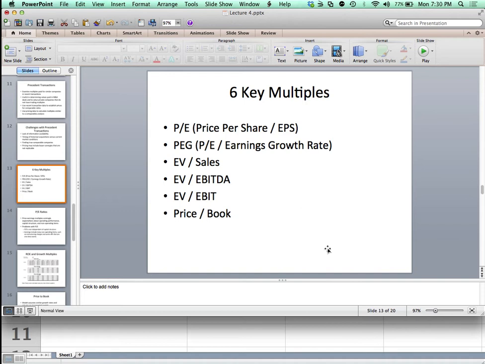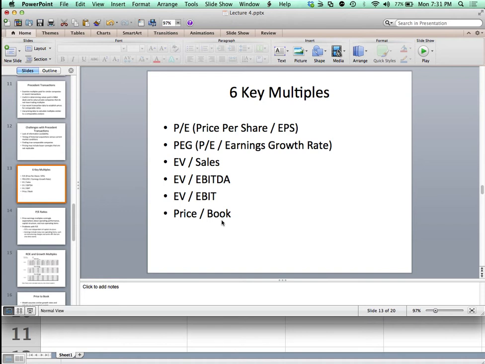So those are the 6 multiples that you're going to be responsible for calculating and understanding this semester. Yes? They typically have fair value of an equity. Is there a certain one of those 6 multiples that is pretty standard to use? Well, if you're saying fair value of equity, then that would be the price to book.